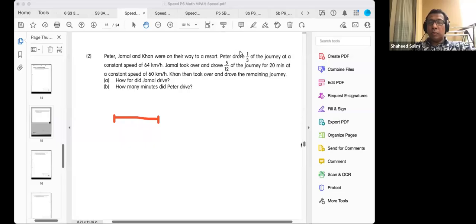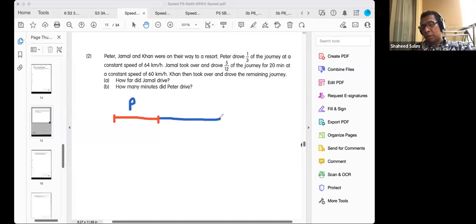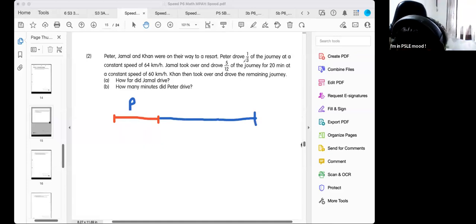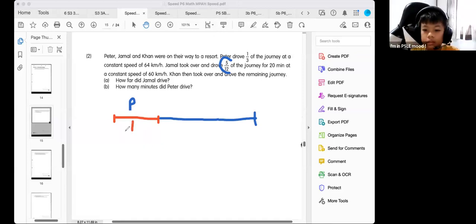So this one, we put it as Peter, down here. Then this is 1/3. That means there's another 2/3 down here. Do you agree? Roughly about 2/3. But Jamal drove 5/12, you know. Jamal drove 5/12. That means Jamal drove more than 1/3. Okay. So this one is 1/3.